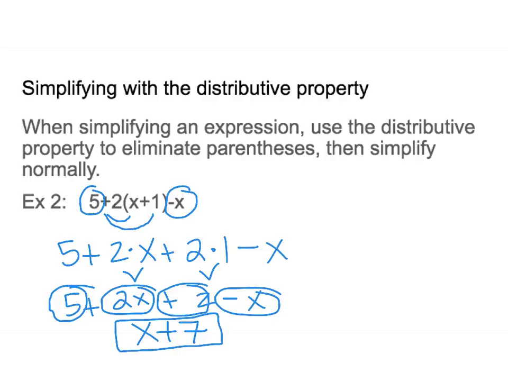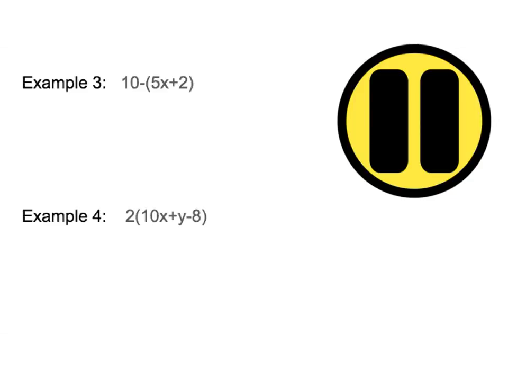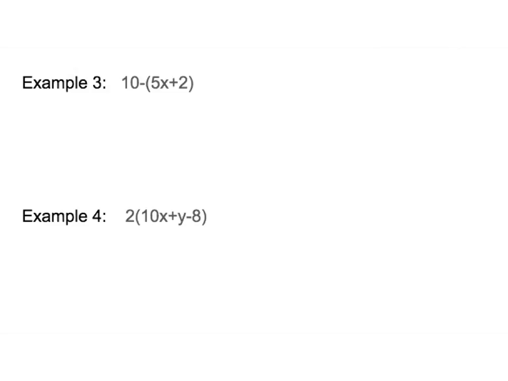Let's try a couple more. Pause now and try these two. All right, so the first one's a little bit tricky, figuring out what to do with that minus since there's no number there. So the way to think about this is that you're subtracting all of the stuff inside. You're subtracting the 5x, and you're also subtracting the 2. You're taking away all of it.